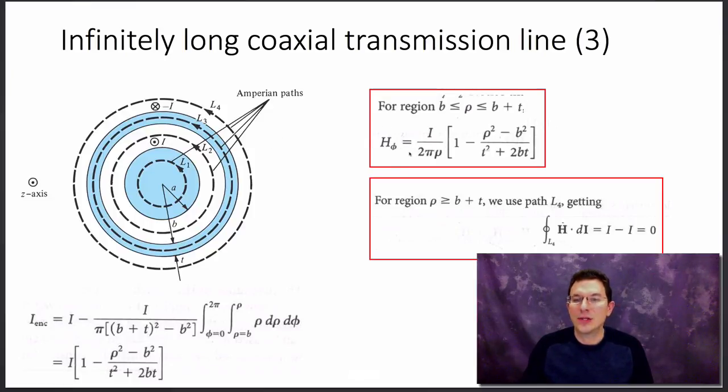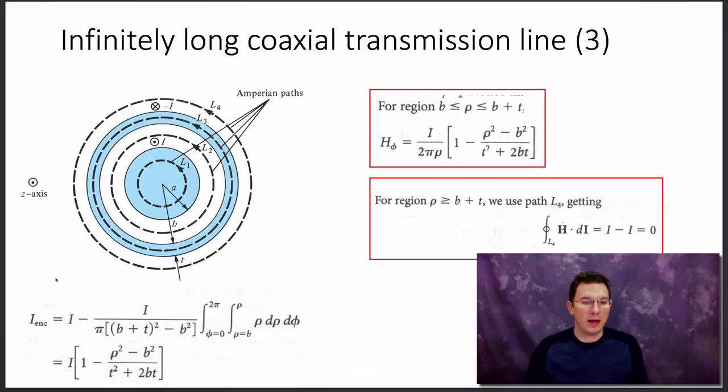Okay, it's still falling off. I should say there is a term here that falls off like 1 over rho, but then there's also a term that increases linearly in rho. So it's a little more complicated in that little strip. All right. Now, once you're outside, once rho gets greater than b plus t, you've got your last Amperian contour, which we're calling L4.